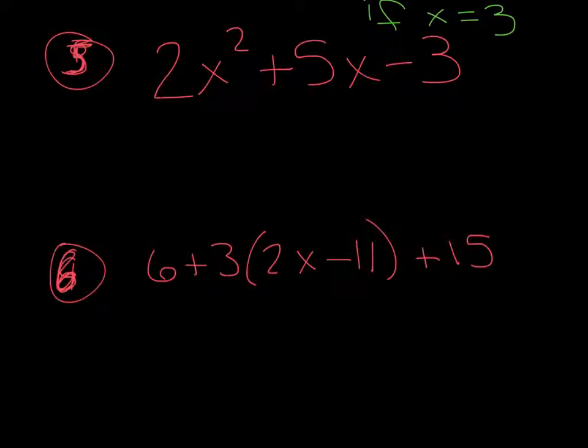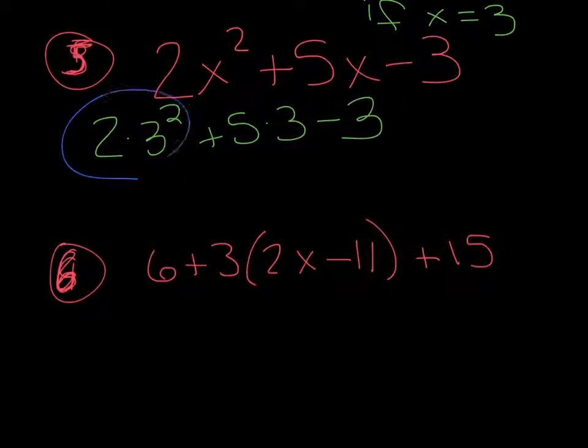Okay, so here's some problems, especially number 5, you will start to see a lot in algebra. I'm going to first substitute the 3 in for the x, so that's going to be 2 times 3 squared plus 5 times 3 minus 3. Remember our order of operations. I can still go through and circle my terms.